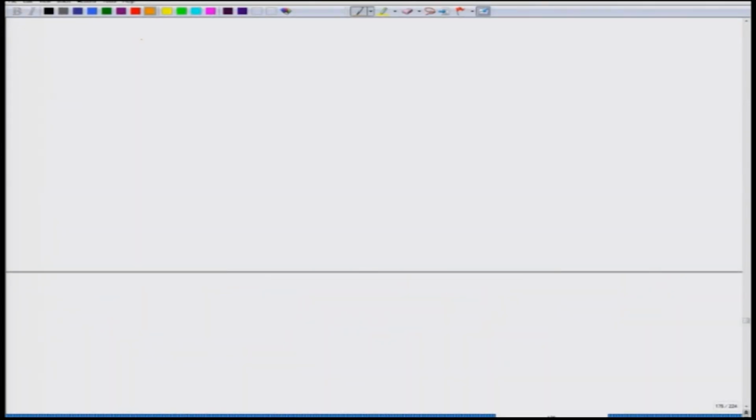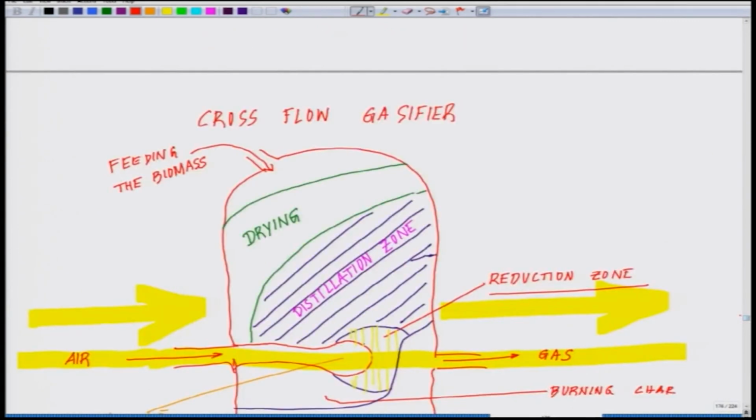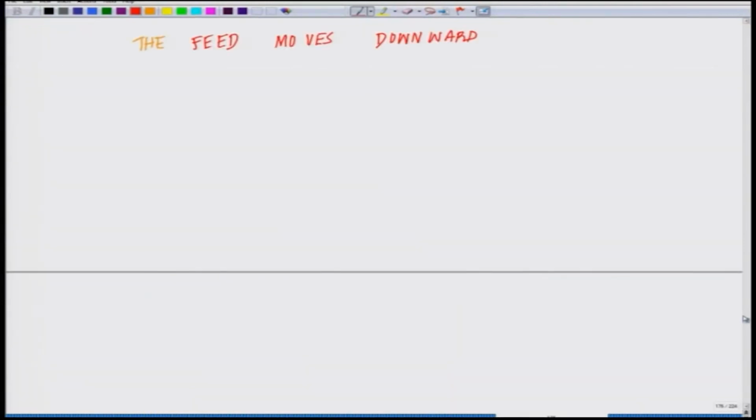In this situation, the feed, or the biomass or the feedstock, moves downward. As you could see, the feeder is at the top, so essentially feed is moving downward, while the air is introduced from the side.